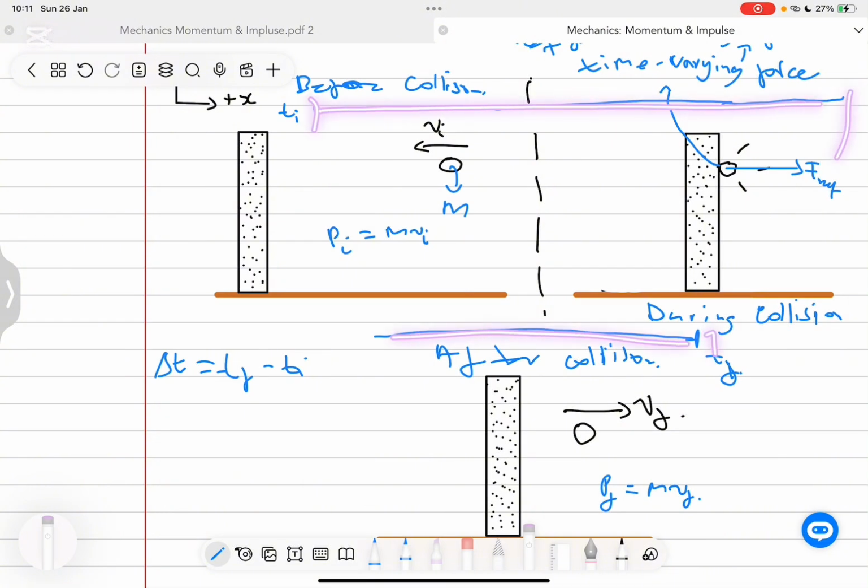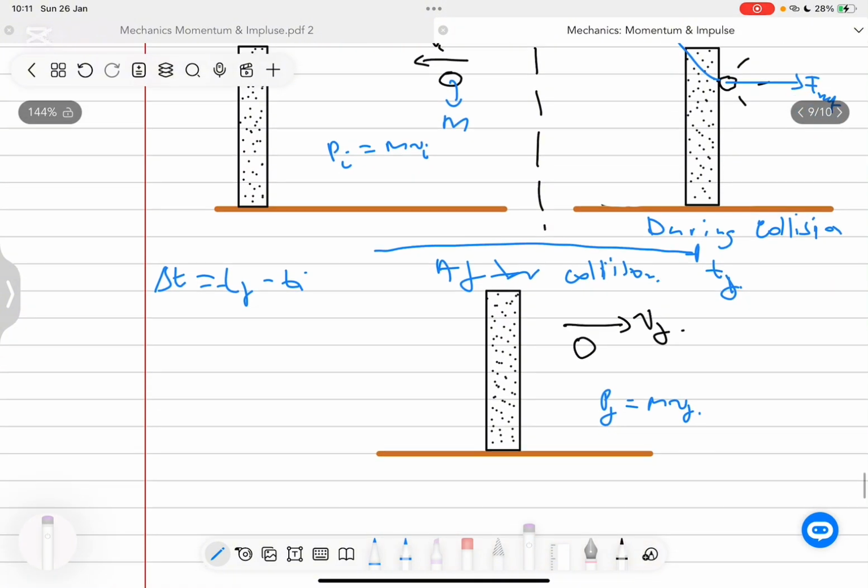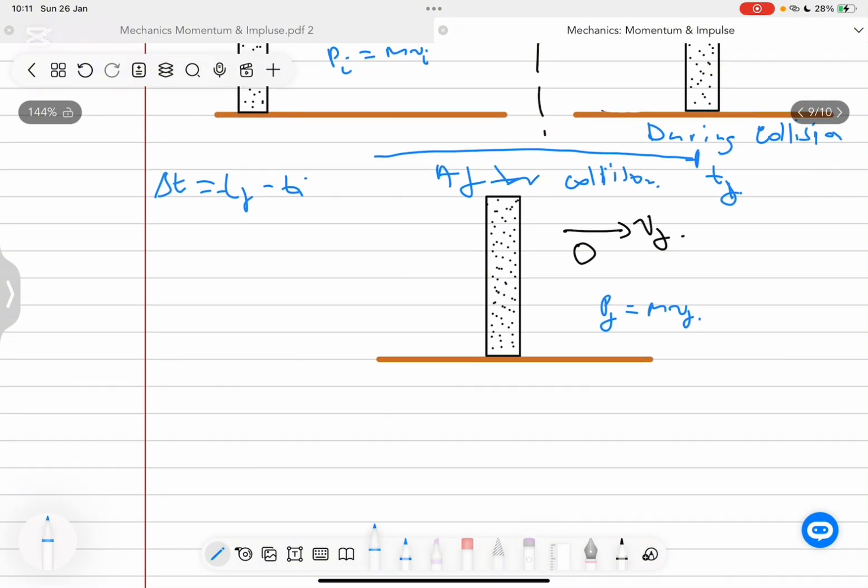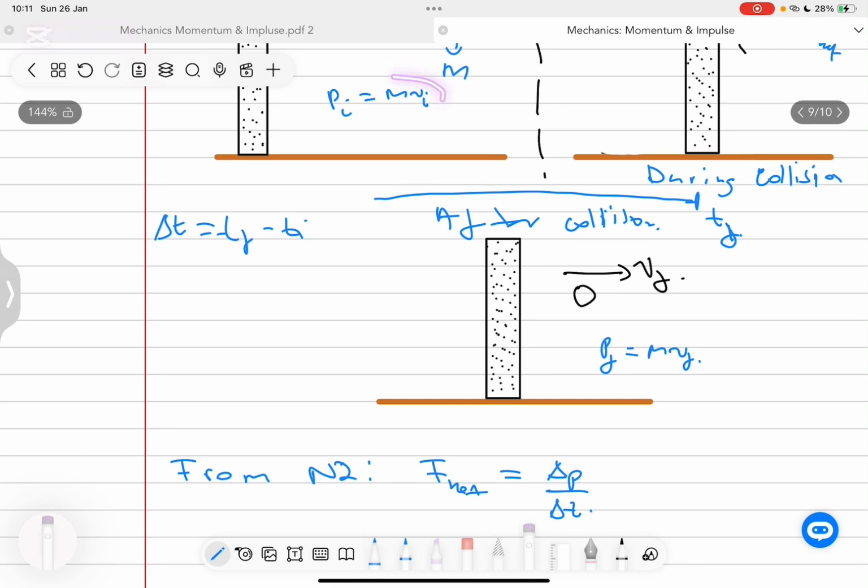And this happens over a certain period of time. The change in momentum from initial to final occurs over a certain period of time. That to me sounds more like Newton's second law, where we're saying that the net force is equal to the change in momentum over the change in time, because we do have a change in momentum. Momentum changes from initial to final over a given time period.